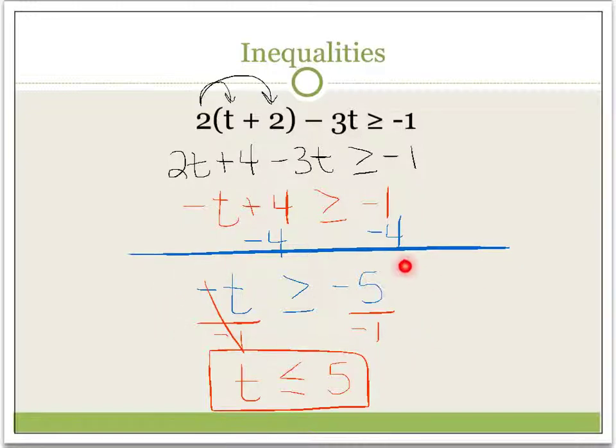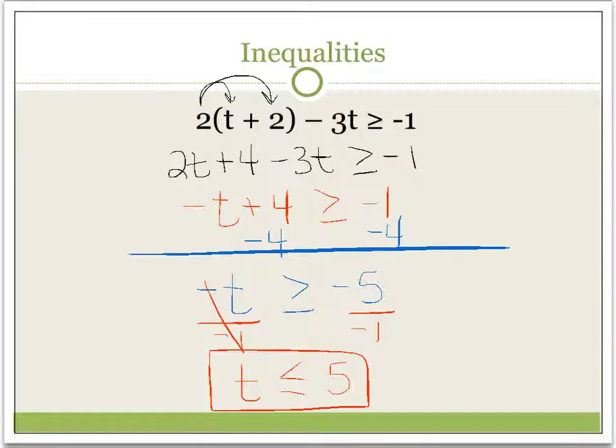Now before we move on, let's take a look at that last step one more time. In this step here, we divided both sides by the -1 in order to get rid of the negative, so t would be by itself. And when we divide by a negative, we know that we must flip the inequality sign, so that sign became a less than or equal to from a greater than or equal to. And so this becomes our solution.